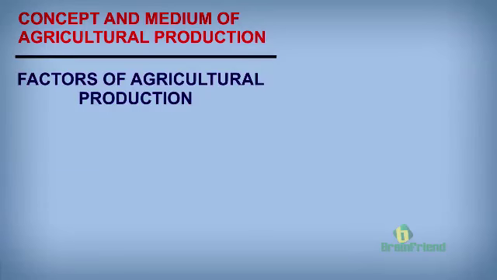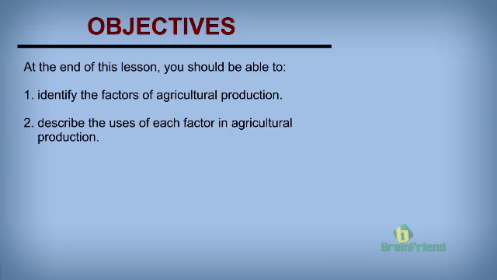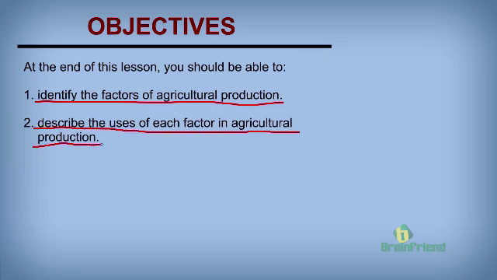The sub-theme for this lesson is Concepts and Medium of Agricultural Production. In this sub-theme, we are looking at the topic Factors of Agricultural Production. At the end of this lesson, you should be able to identify the factors of agricultural production and describe the uses of each factor in agricultural production.